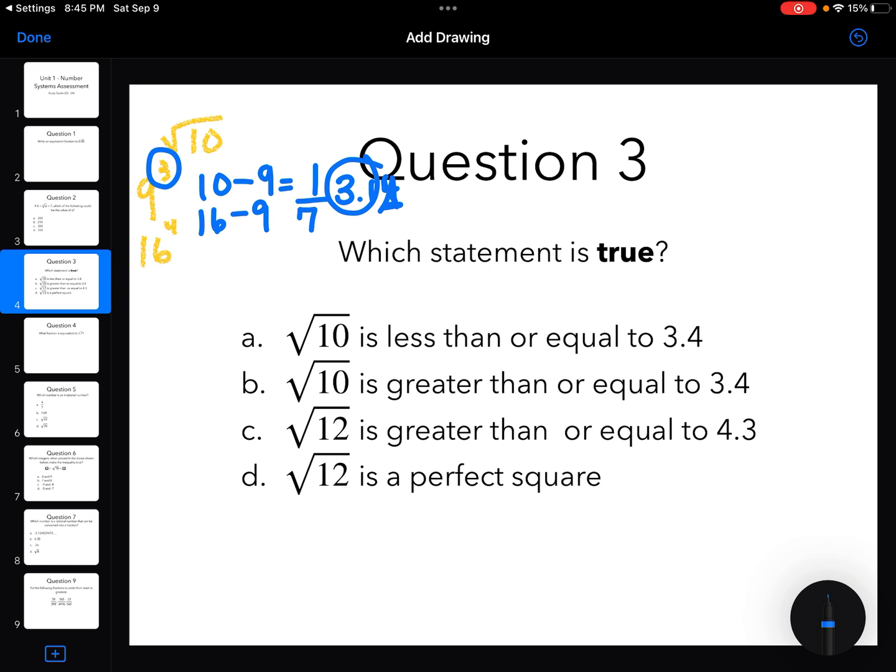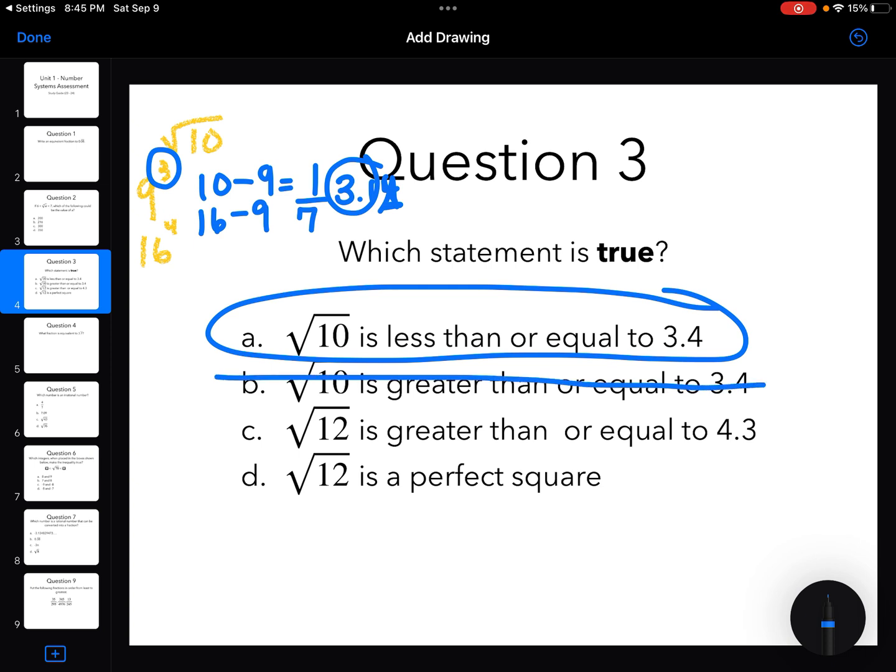So let's look at our options. The square root of 10 is less than or equal to 3.4. Well, that's looking pretty good. It's not greater than.